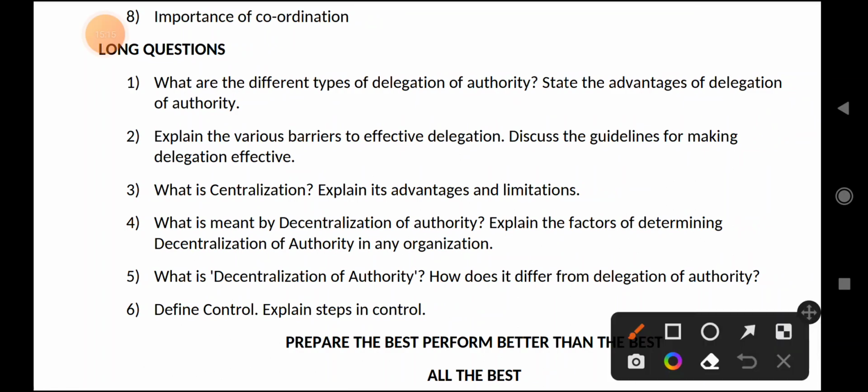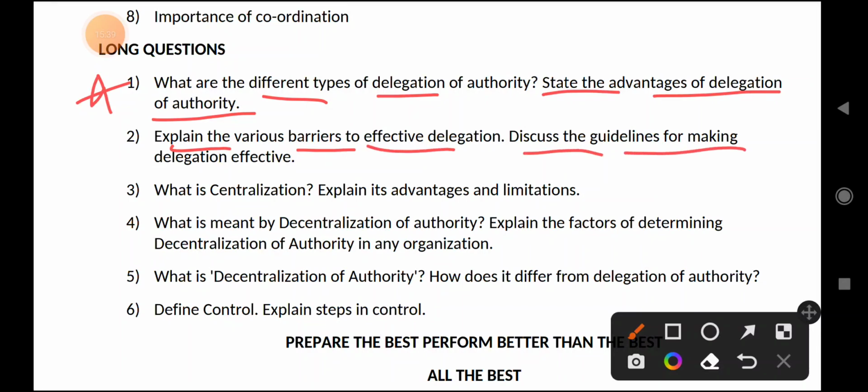नेक्स्ट वी आर हैविंग लॉन्ग क्वेश्चंस रिलेटिंग टू दिस यूनिट. व्हाट आर द डिफरेंट टाइप्स ऑफ डेलीगेशन. डेलीगेशन में टाइप्स हैं. ओके, एडवांटेजेस ऑफ डेलीगेशन ऑफ अथॉरिटी, ए कैटेगरी क्वेश्चन, प्लीज डोंट लीव डेलीगेशन टॉपिक. Explain the various barriers for effective delegation. Discuss the guidelines for making delegation effective. This is one of the important questions.